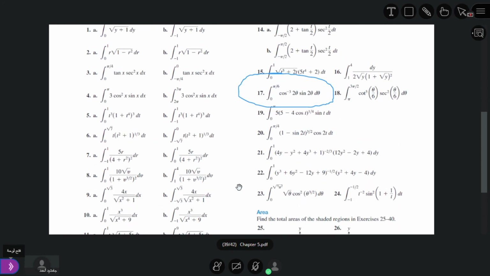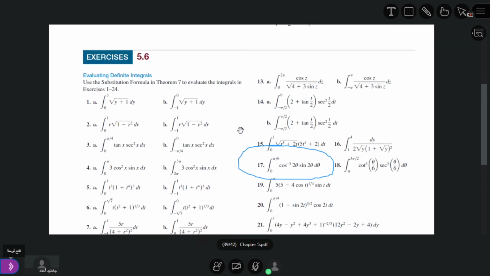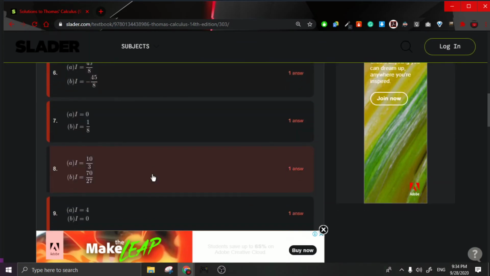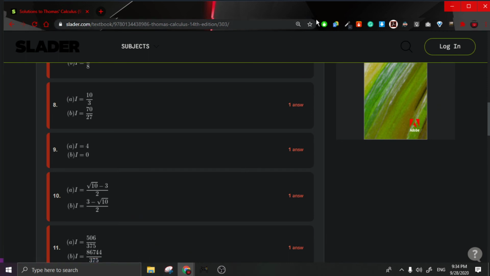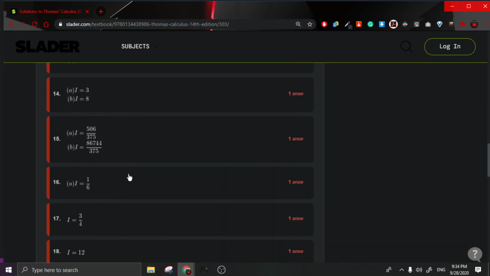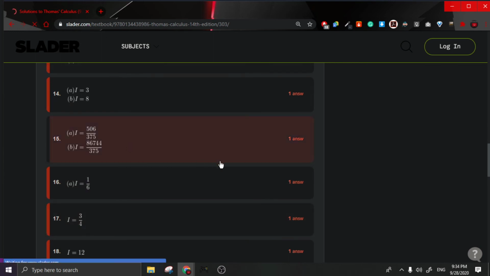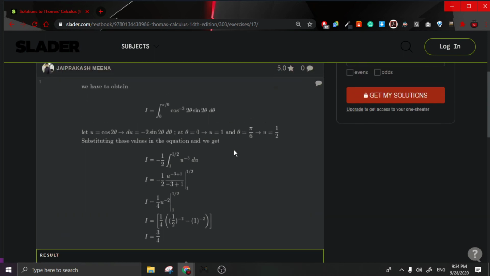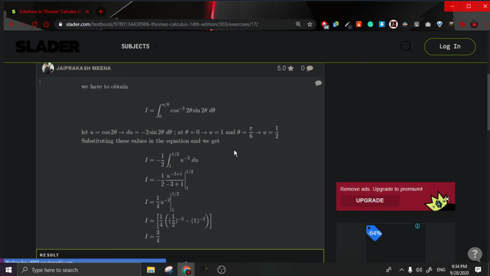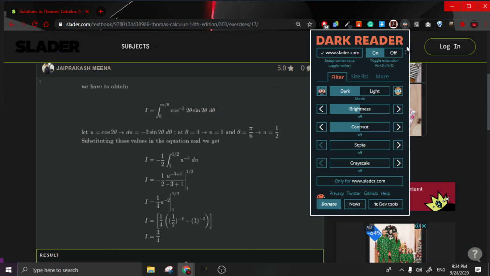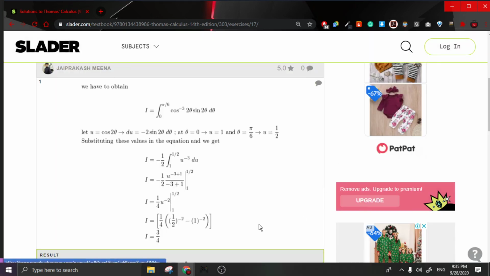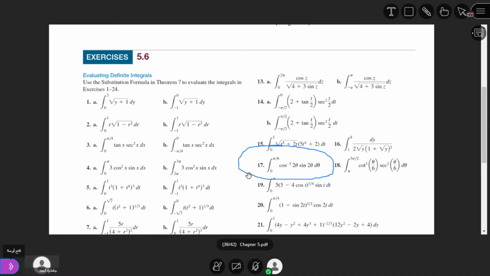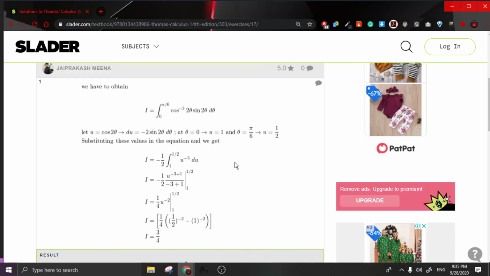Here is question number 17. We have to evaluate the definite integral from 0 to pi by 6 of the function cosine power minus 3 of 2 theta, sine 2 theta.